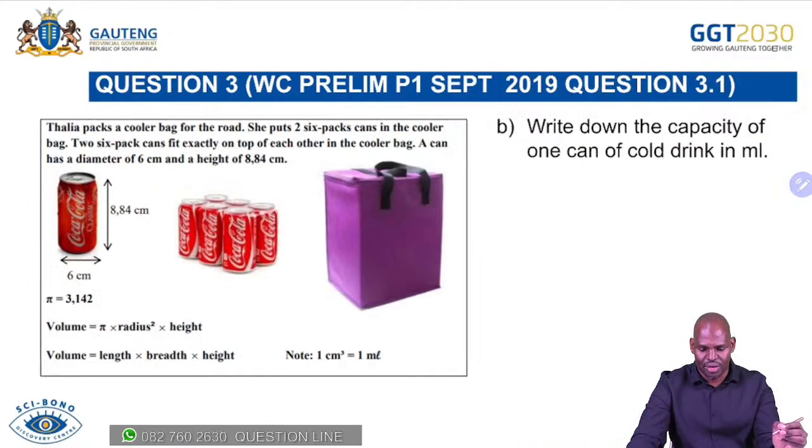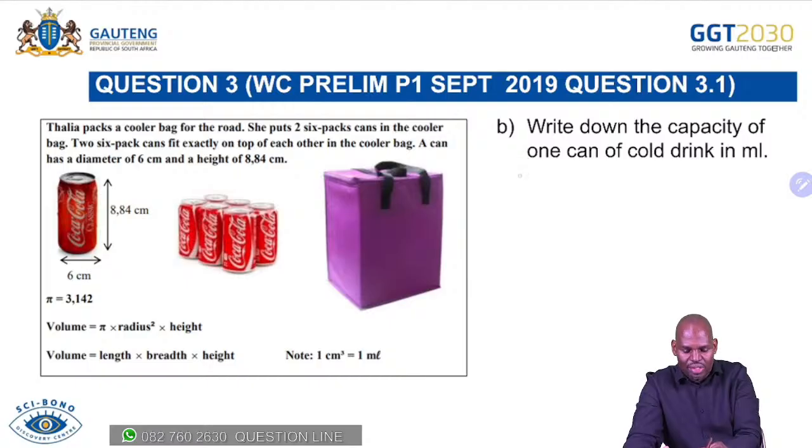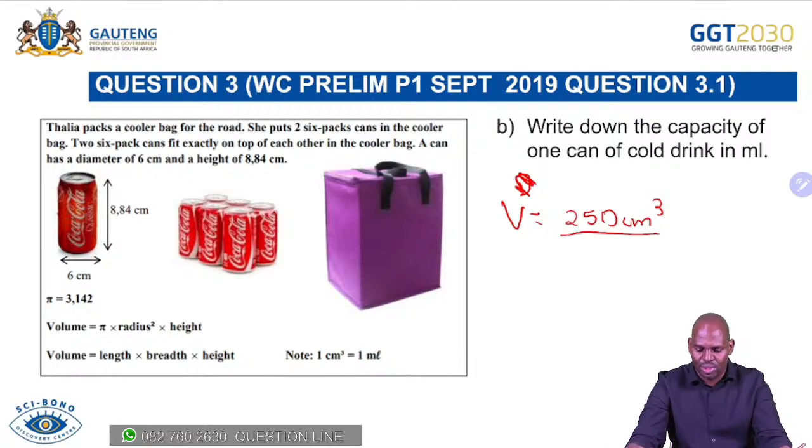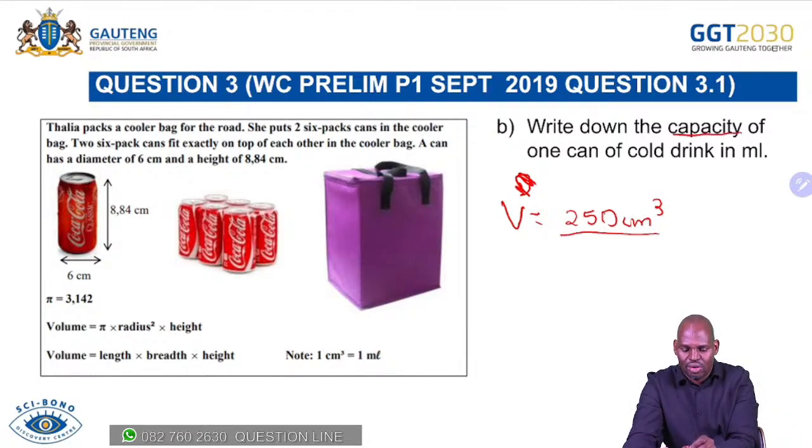And then question 3B. Write down the capacity of 1 can of cold drink in milliliters. Now, you remember that from the previous answer we got the volume is 250 cubic centimeters. That is from the previous answer. Now, capacity. They indicate the capacity in milliliters.